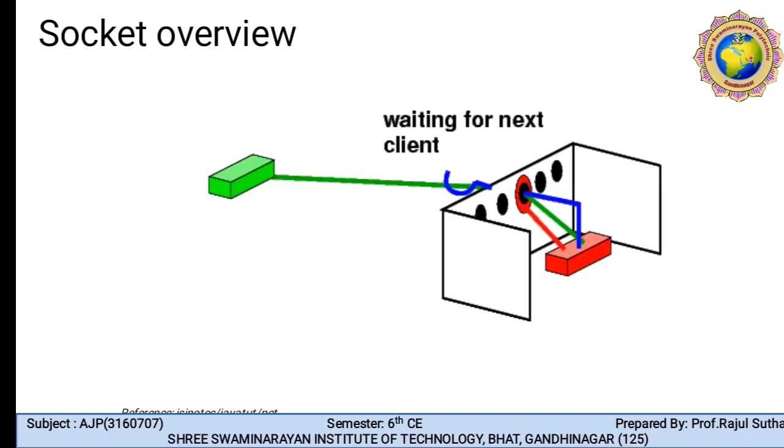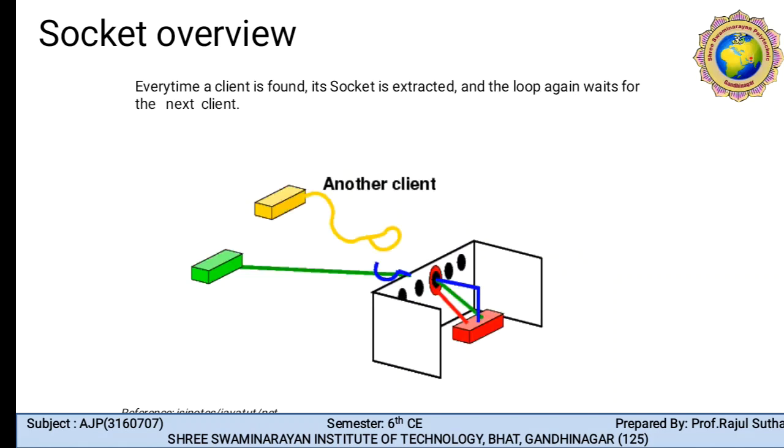If we want to wait for a new client, the next connection, another client tries to communicate with the server. Every time a client is found, its socket is extracted and the loop again waits for the next client.